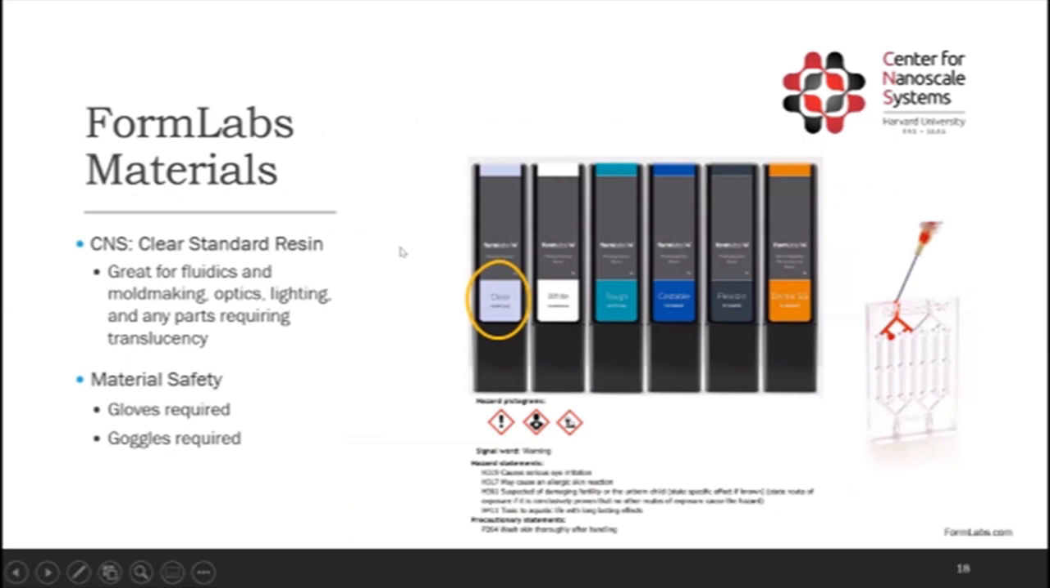Clear standard resin is what we have. It's the most versatile color that I thought would be best for the CNS users. It is great for fluidics, mold making, optics, lighting, anything you want to see through, pretty much. And FormLabs does provide a variety of materials. They actually have come up with lots of new materials. I was impressed by the list that they had.